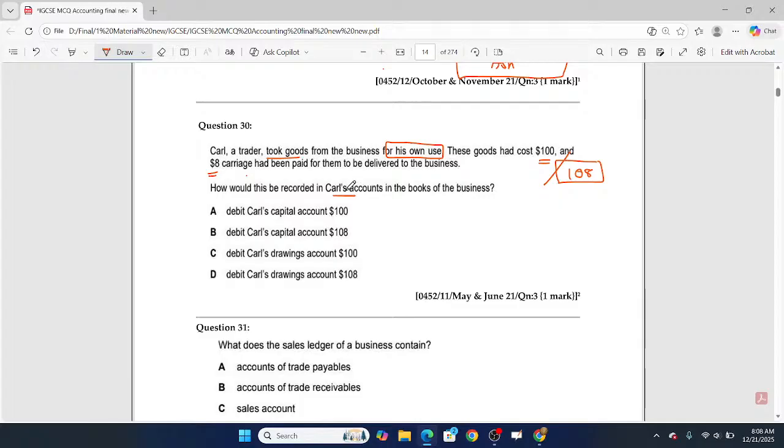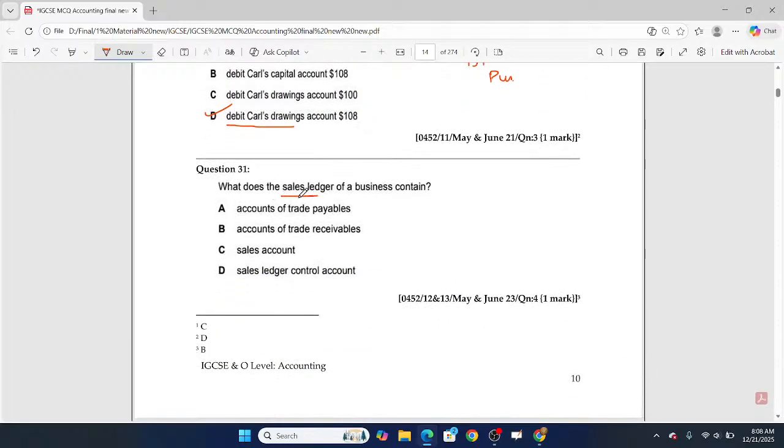How would this be recorded in the books of the business? So here, drawings account debit and purchases account credit. So debit drawings account 108 is the correct one. D is the correct one.